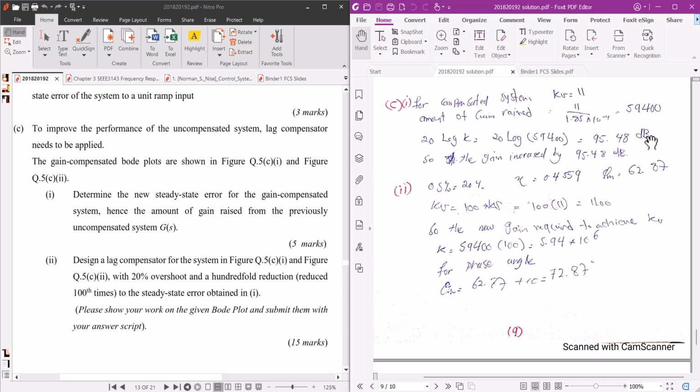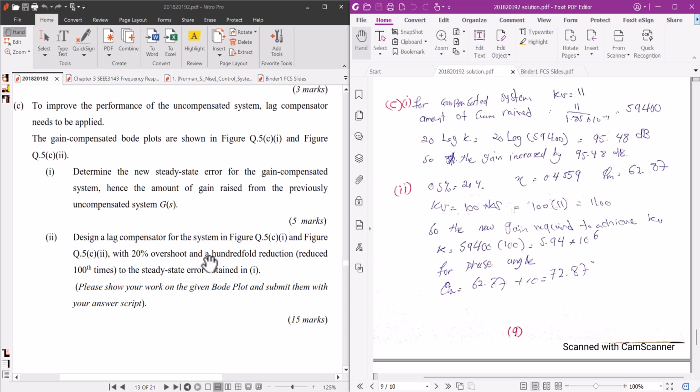And for the angle, I doubt this angle, but you have to add a certain margin in it, that is a 10 degree margin. Add a 10 degree margin, and this will be your phase angle, around 72.87. Just verify this, and this will conclude our design.